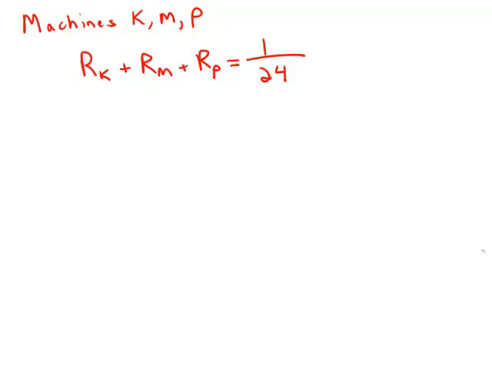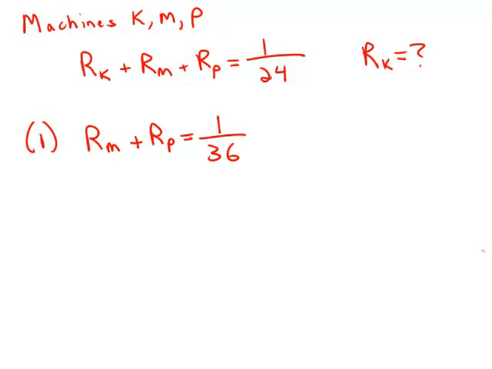The question is, how long does it take machine K working alone at its constant rate to complete the task? So if we could figure out the rate of K, we'd be able to answer that question. So statement number 1 tells us that M and P working simultaneously and independently at their respective constant rates can complete the task in 36 minutes. So that means when we add the rate of M and the rate of P, we get a combined rate of one task in 36 minutes.